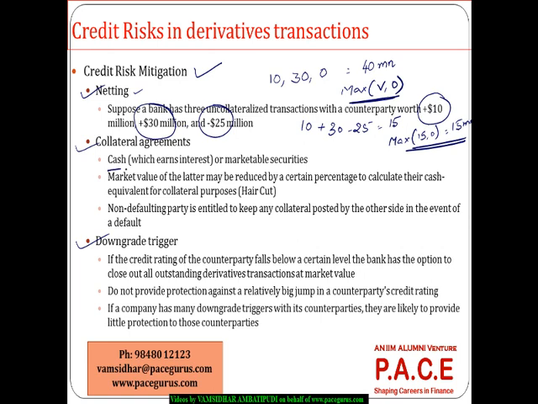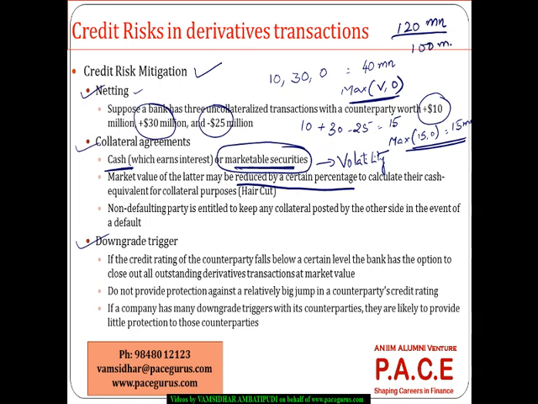I can collect the collateral either in the form of cash, which earns interest, or some marketable securities. If the marketable securities are being kept as collateral, then there is a possibility that the value of these marketable securities can be fluctuating. So depending on the volatility that is associated with these marketable securities, there is some kind of reduction in the value for the collateral.